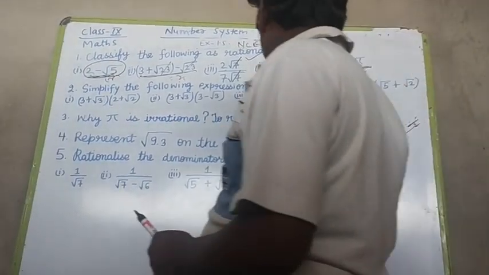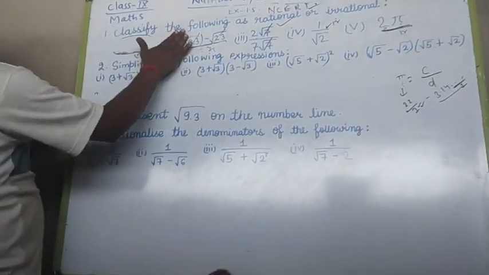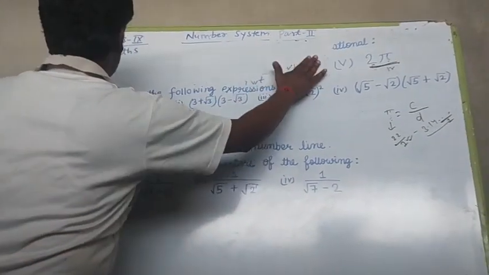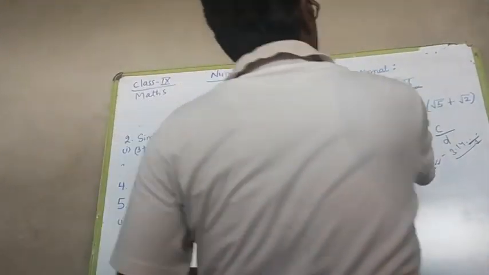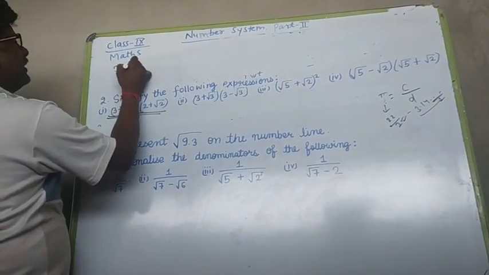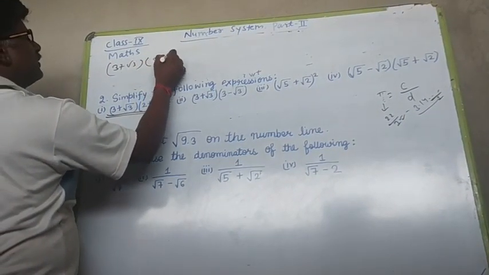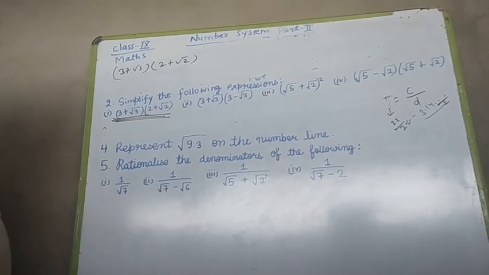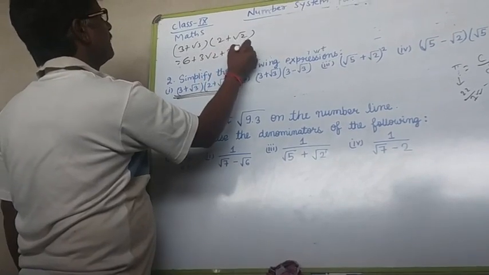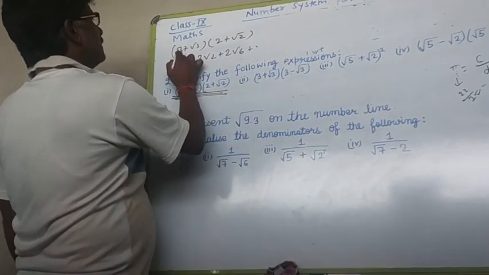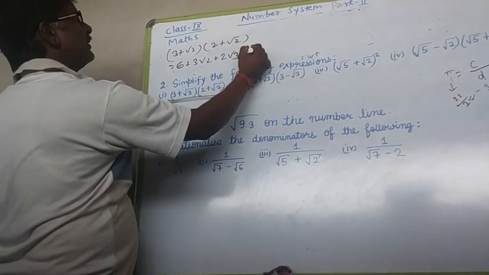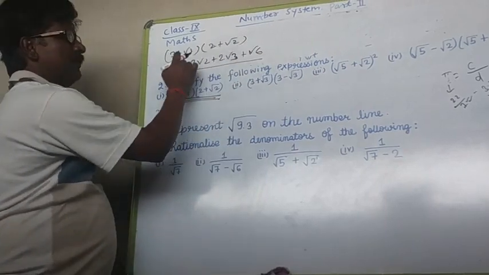Now see question number 2. Question number 2 is: simplify the given numbers, and the question is 3 plus root 3 into 2 plus root 2. Here we have to multiply: 3 2 is 6, plus 3 root 2, plus 2 root 3, plus root 6. Overall all these 4 terms are unlike.